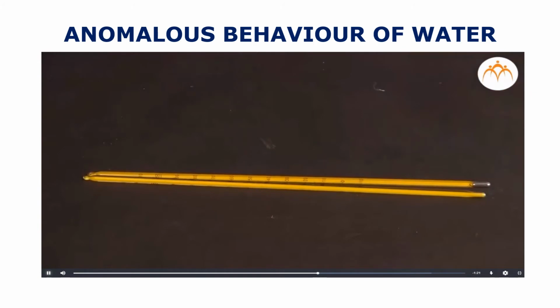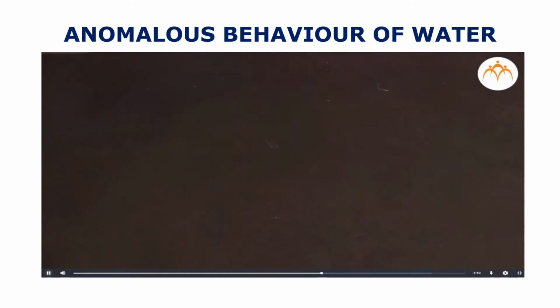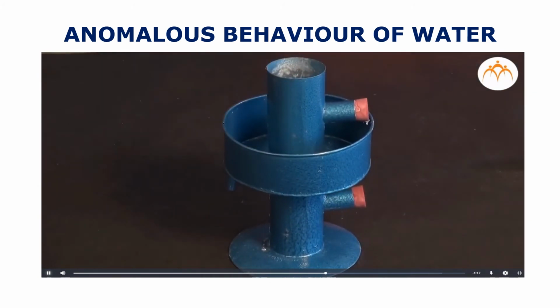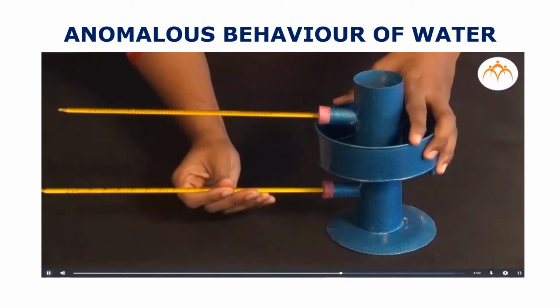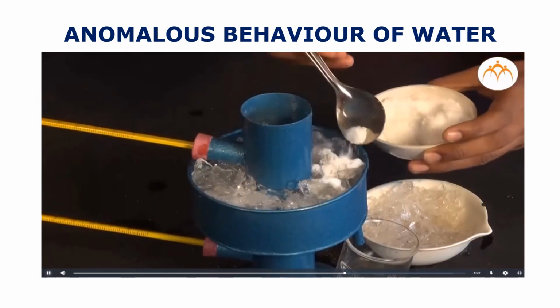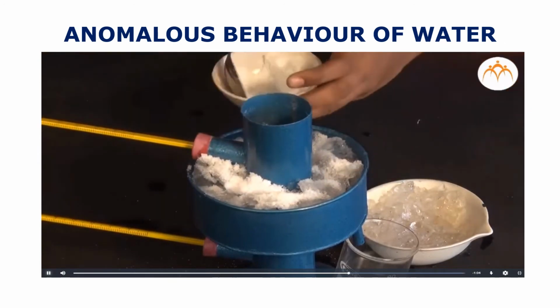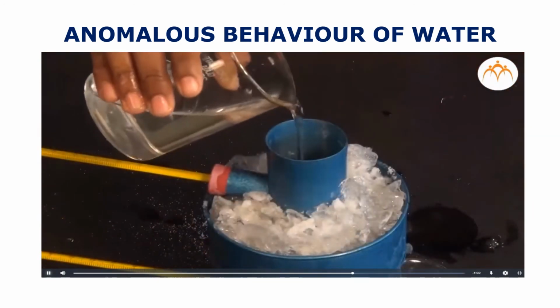Let us try this experiment. We require 2 thermometers and the Hope apparatus. There is an open cylinder at the center and another smaller cylinder fixed inside it. Thermometers are fixed at the top and bottom each. We put a mixture of ice and salt in the outer cylinder. Pour water in the inner cylinder.